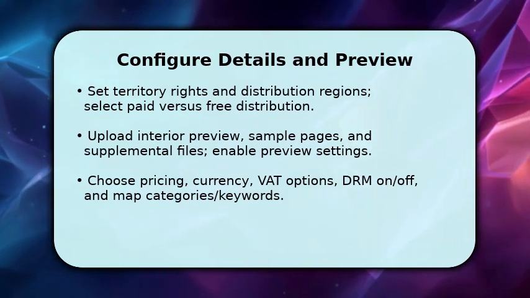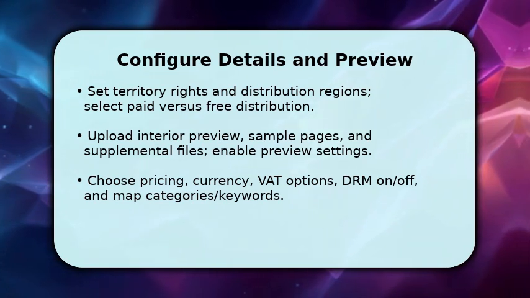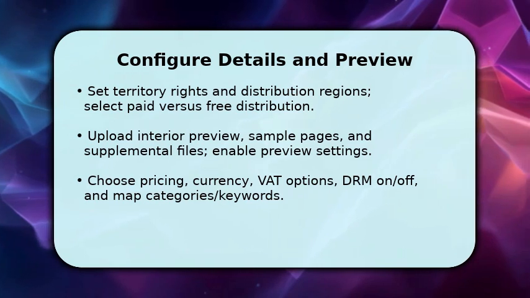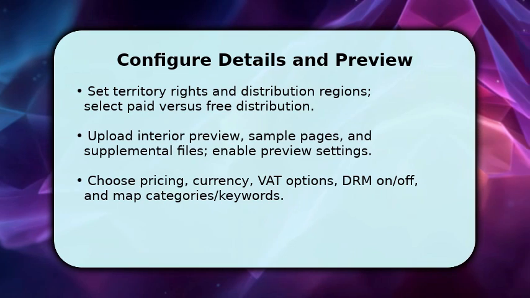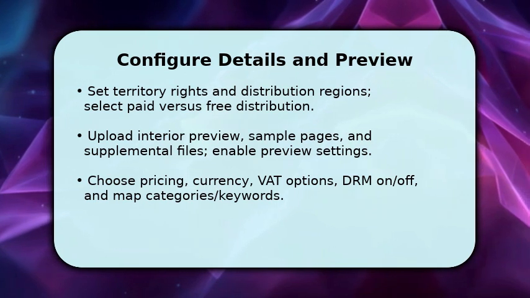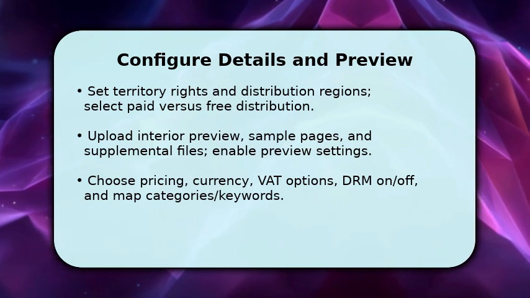Pick territories and whether you hold exclusive rights. Then configure how readers preview, upload sample pages, and set the percentage or page count visible. Next, determine pricing, enter currency, list price, and consider VAT or tax settings. Make sure to toggle DRM if you want copy protection and assign categories and keywords so discovery works.